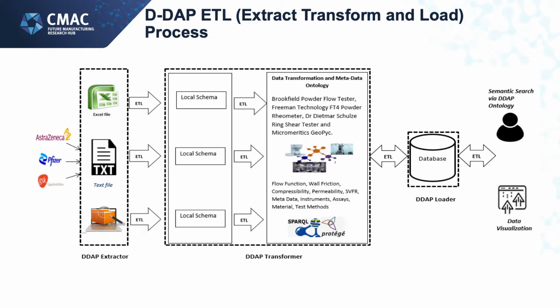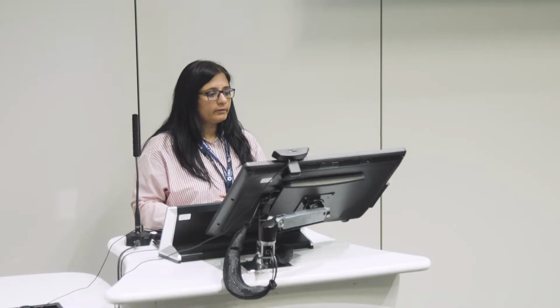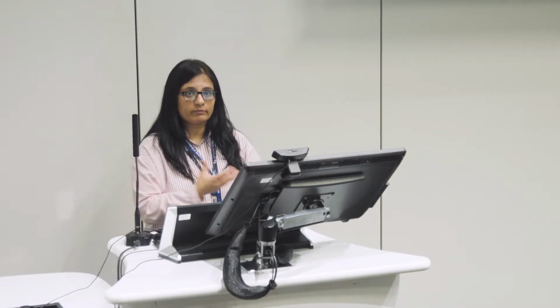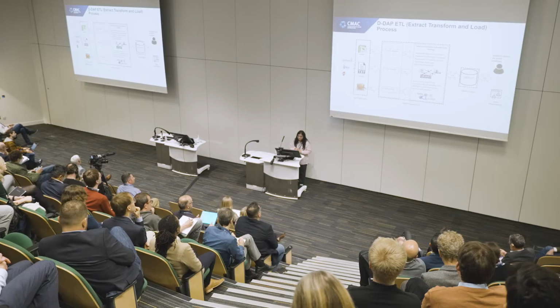So here you can see the overall architecture of the D-DAP ETL process. This is actually in 3 parts: the D-DAP extractor, transformer, and loader. With the extractor part, a company or any customer can upload the data file coming from the instrument. From these files, our D-DAP extractor will clean the data, extract the data and convert it into a local schema. For the local schema, we are converting into XML format.